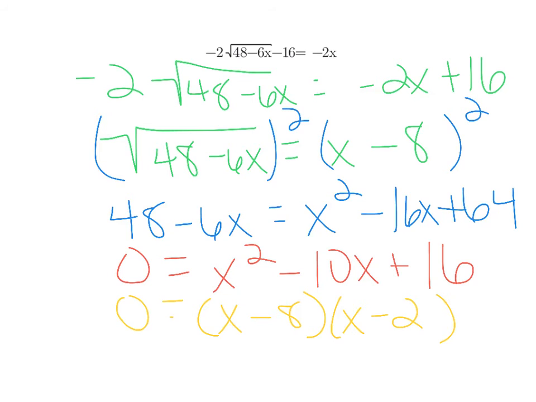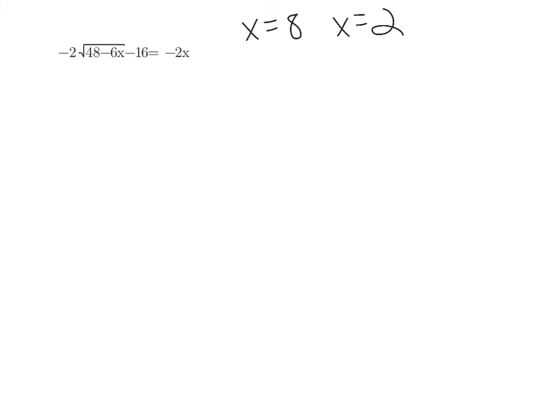And I know my equation is equal to 0. Using the zero product property, I set the factor x minus 8 equal to 0 and x minus 2 equal to 0. And I get that x is equal to 8 and x is equal to 2. Now my final step is to plug in both 8 and 2 for x to check to make sure there are no extraneous solutions. So let's start off by plugging in 8.